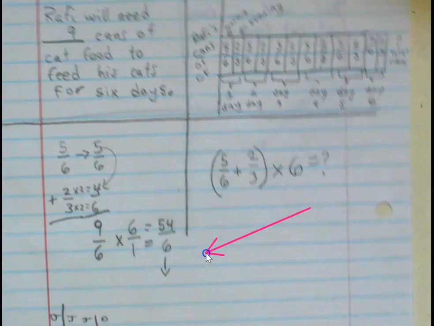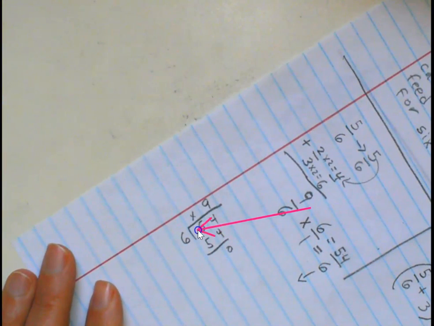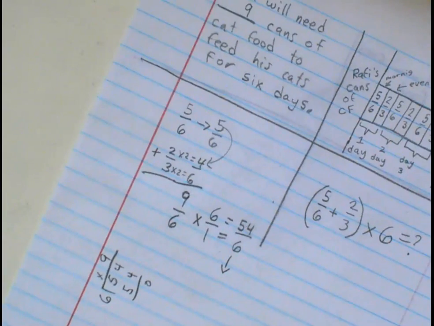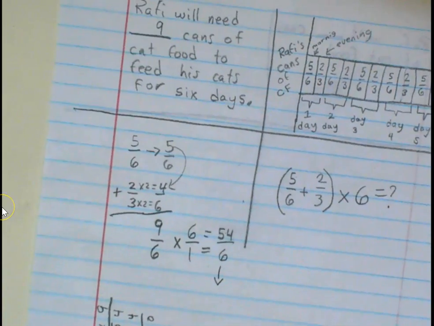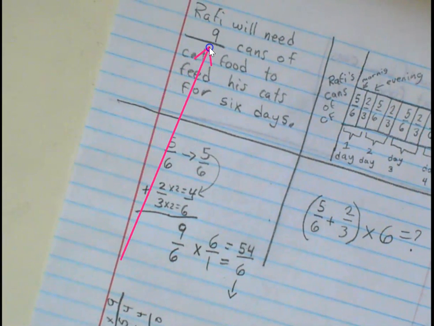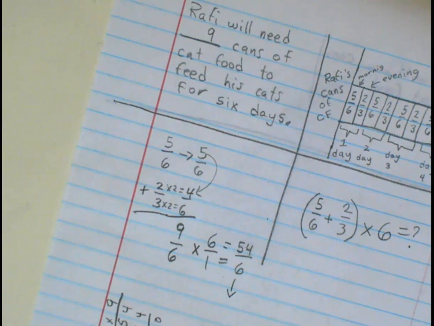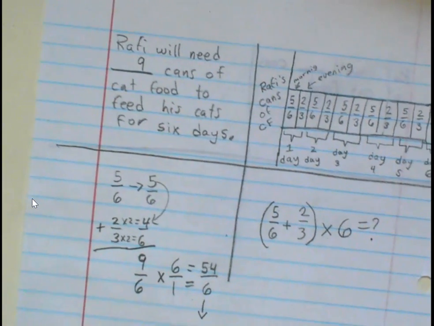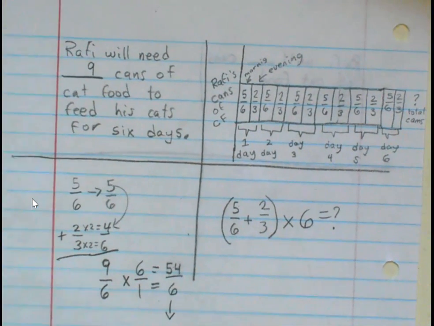Then what I did is I divided over here sideways, 54 divided by 6. And that's pretty much a basic math fact, so it was pretty easy. It was 6 times 9 is 54 with no remainder. So by getting that 9 total cans of cat food when I divided, I put that in my answer sentence right here. So boys and girls, Rafi, again, will need 9 cans of cat food to feed his cats for 6 days. Take a look at the model, take a look at the expression.